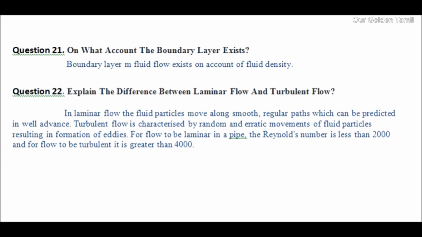Question 21. On what account does the boundary layer exist? Boundary layer fluid flow exists on account of fluid density. Question 22. Explain the difference between laminar flow and turbulent flow. In laminar flow the fluid particles move along smooth, regular paths which can be predicted well in advance. Turbulent flow is characterized by random and erratic movements of fluid particles resulting in formation of eddies. For flow to be laminar in a pipe, the Reynolds number is less than 2000, and for flow to be turbulent it is greater than 4000.